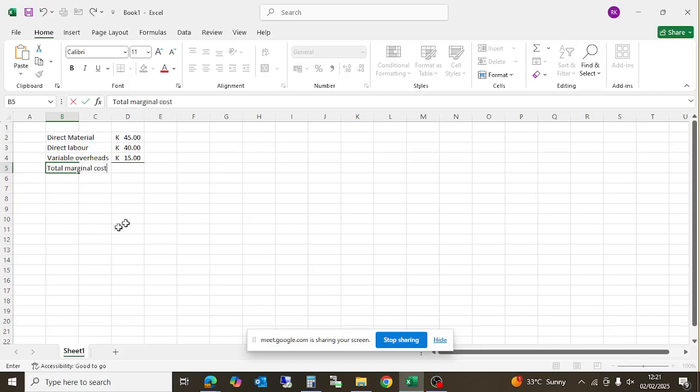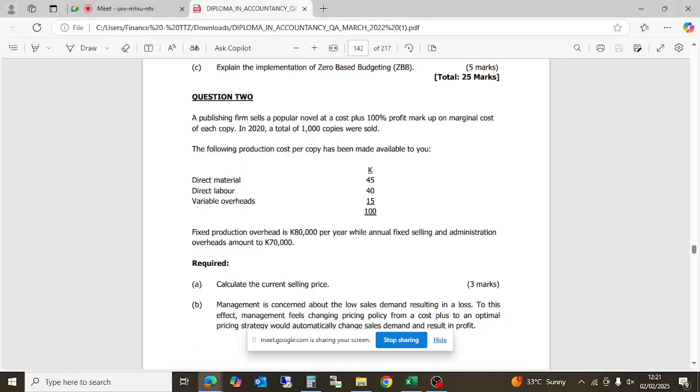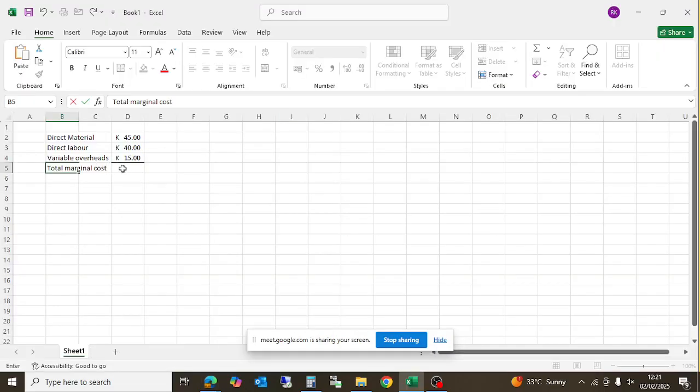Our total marginal cost is also known as production cost or variable costs. These are costs that are directly linked to our units or production. Let's look at the approach again. They're saying a cost plus 100% profit markup on marginal cost. So we have the total cost, which is 100, and then we bring in the 100% markup. The 100% markup will definitely be the 100 again.